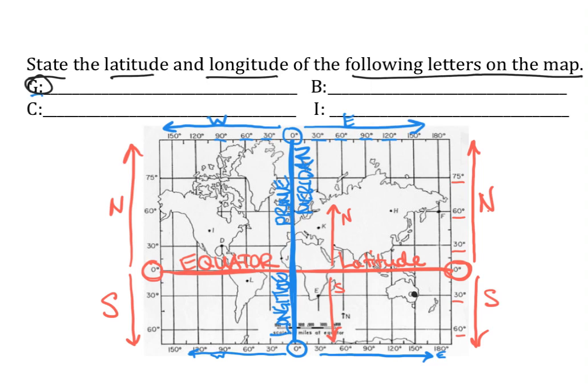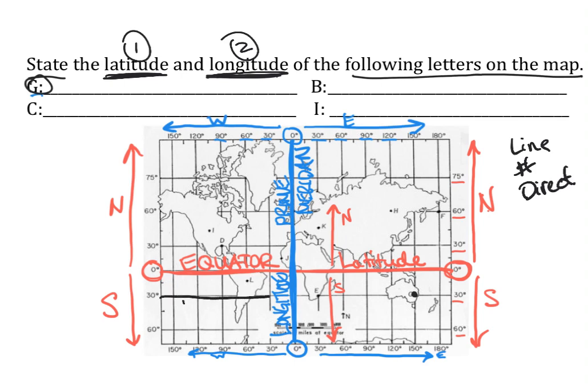So G, and I always start with latitude. Latitude and longitude, we call it that way for a reason. We give the latitude first, we give the longitude second. So I've got to find the line, the number, the direction. Okay. So first of all, the line that G is on, you don't have to write this, but I'm just going to draw it so you can tell what I'm talking about. This is the line that G is on. Okay, it's a latitude line.